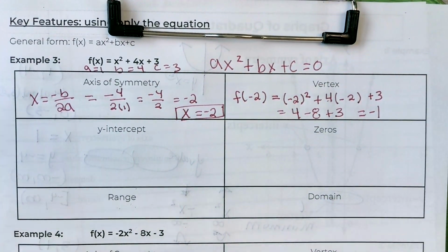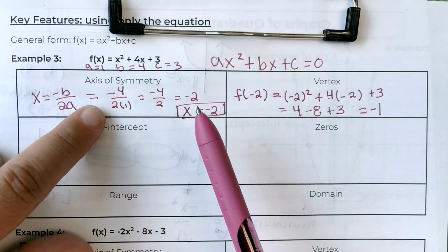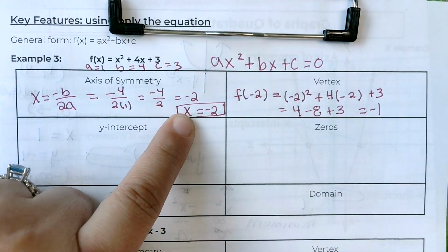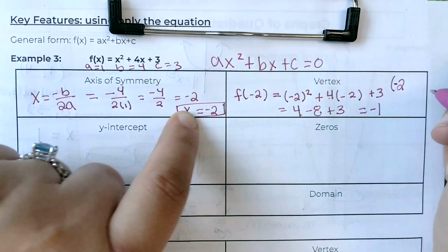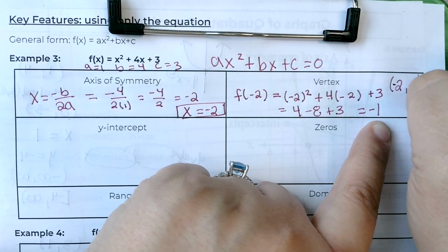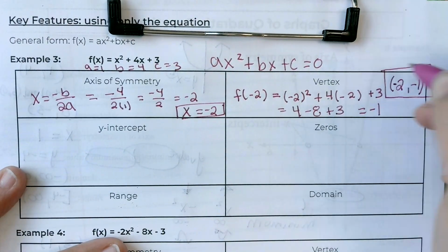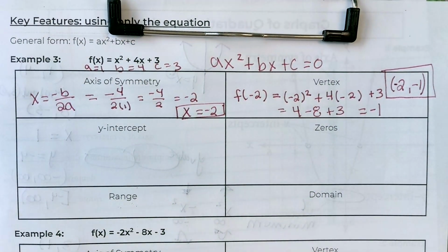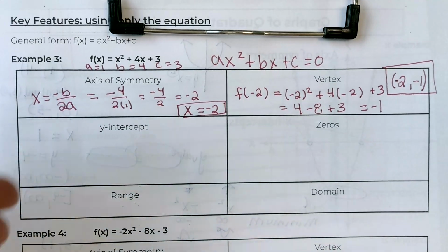Okay, now we need to put the axis of symmetry and its y value together to get the vertex. So I'm going to use this 2 over here. Oops, it's negative. And this -1, and that is the vertex of our graph. Now, could I have graphed this and done that? Yes, but you can't use Desmos to graph these, so you have to graph it by hand. So what we really have to do is find all this information so that we can graph this.